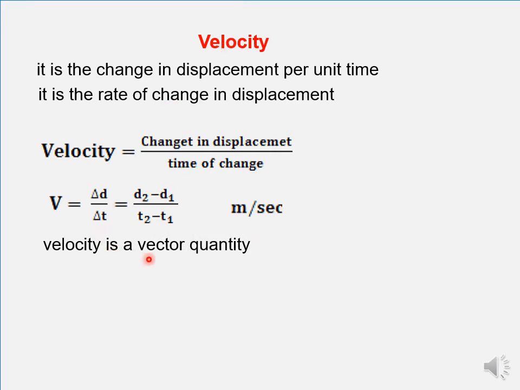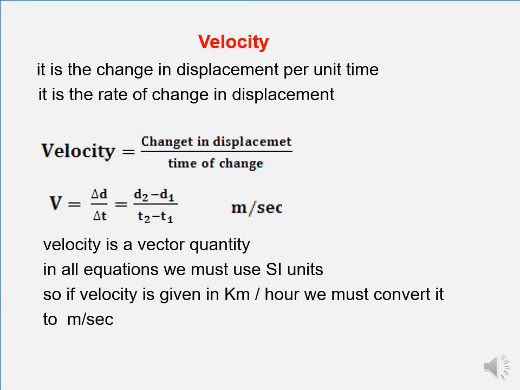Velocity is a vector quantity يعني needs magnitude and direction. In all equations we must use SI units, standard units. During solving equations we must use standard units. So if velocity is given in kilometer per hour we must convert it to meter per second.